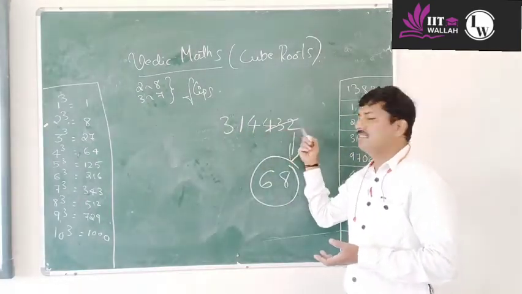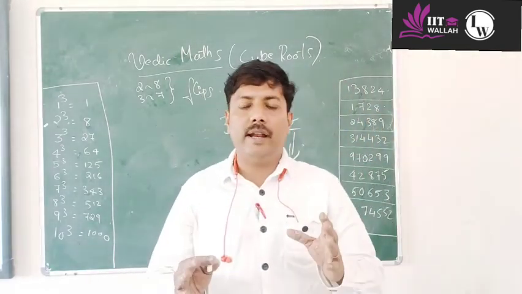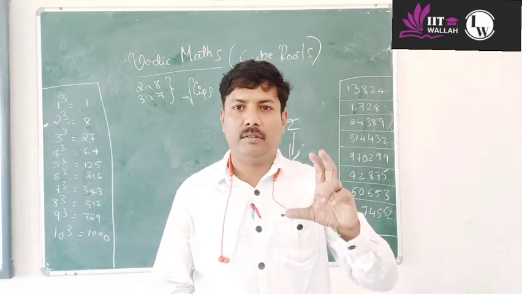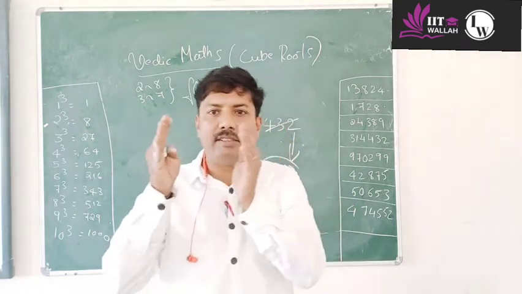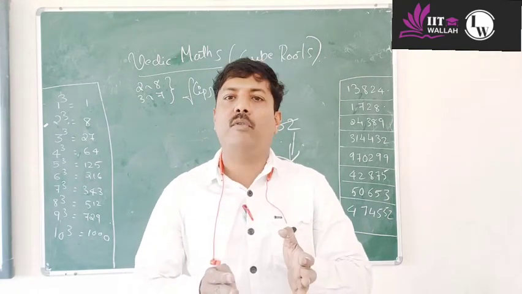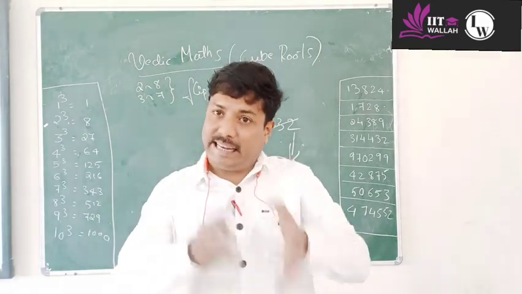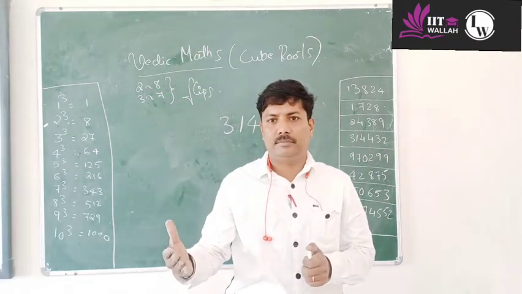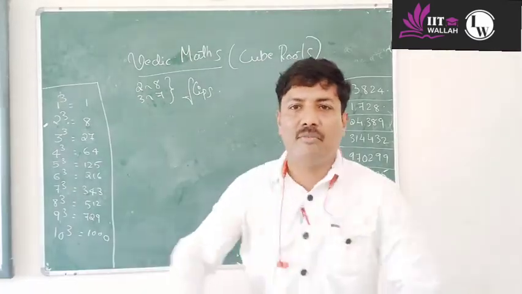For this you need to do one thing first. You need to learn the cubes from 1 to 10 very perfectly. And you need to understand that if any number ends with 8, its cube root will end with 2 and vice versa. If any number ends with 7, its cube root will end with 3 and vice versa. All other numbers are the same.